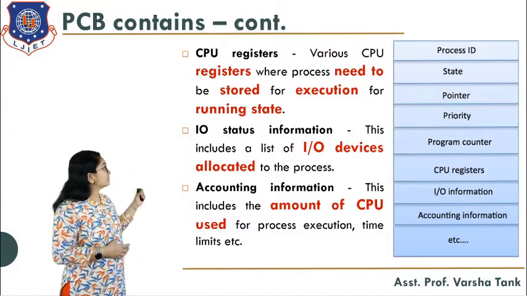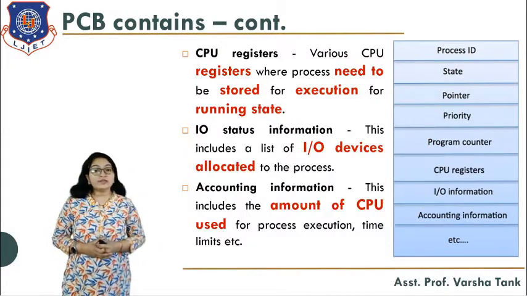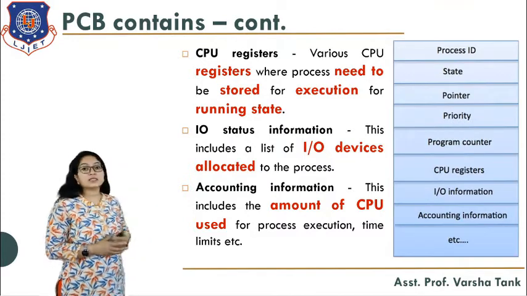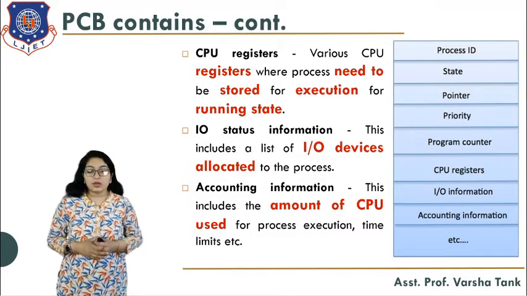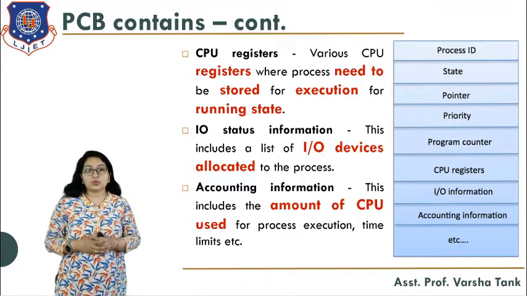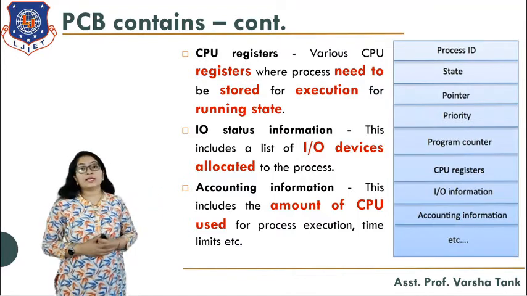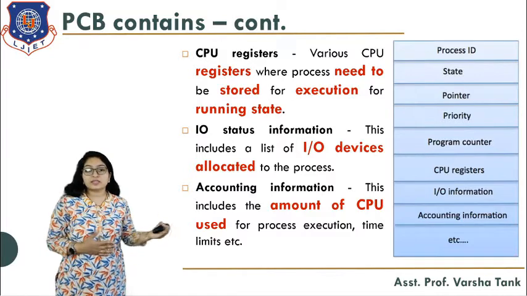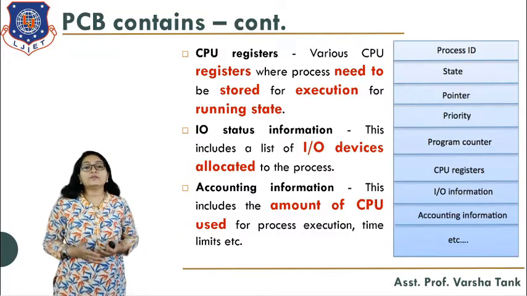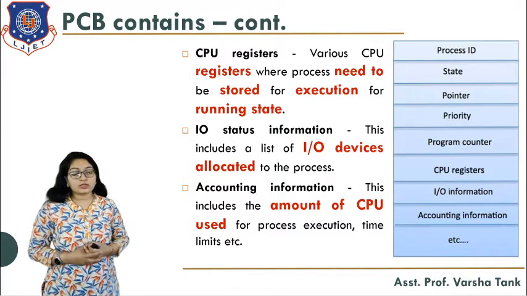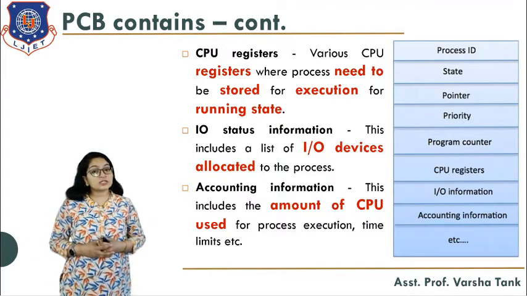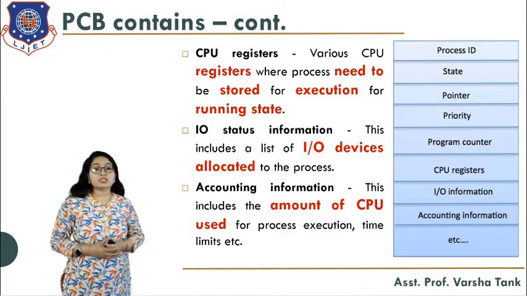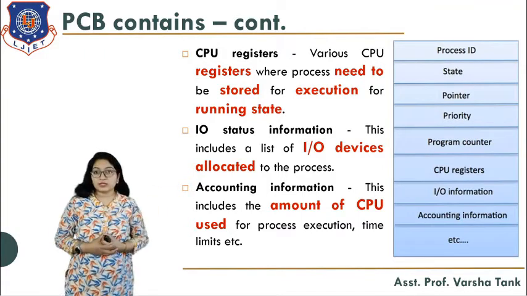Now the next field is the CPU register. You can see the various CPU registers where the process needs to be stored for execution in the running state. For example, register A, register B, register C, etc. There are different types of registers for storing the process. In which register the process is stored, that information will be stored in the CPU register.